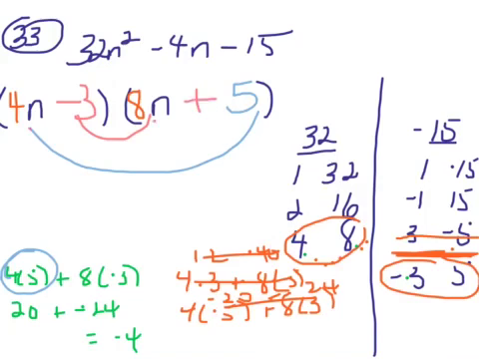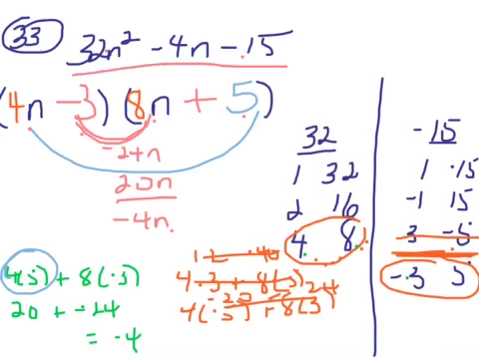4n times 8n is 32n squared. Negative 3 times 5 is negative 15. All I need to do is get that middle term. This is negative 24n. I'll write it down. This is positive 20n. If I add those together, I get negative 4n. I have found it. This is my answer right here. This is how I could factor that.